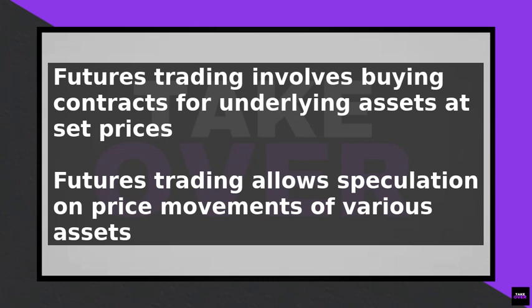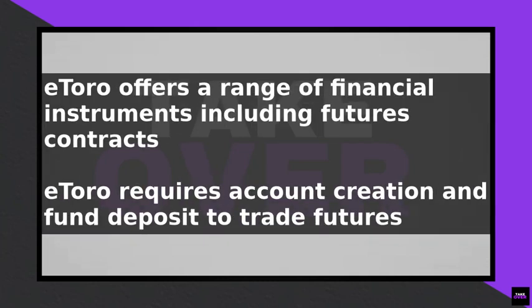Futures trading involves buying and selling contracts that obligate the buyer and seller to trade an underlying asset at a predetermined price on a specific date. This type of trading allows investors to speculate on price movements of various assets, such as commodities, indices, and currencies.